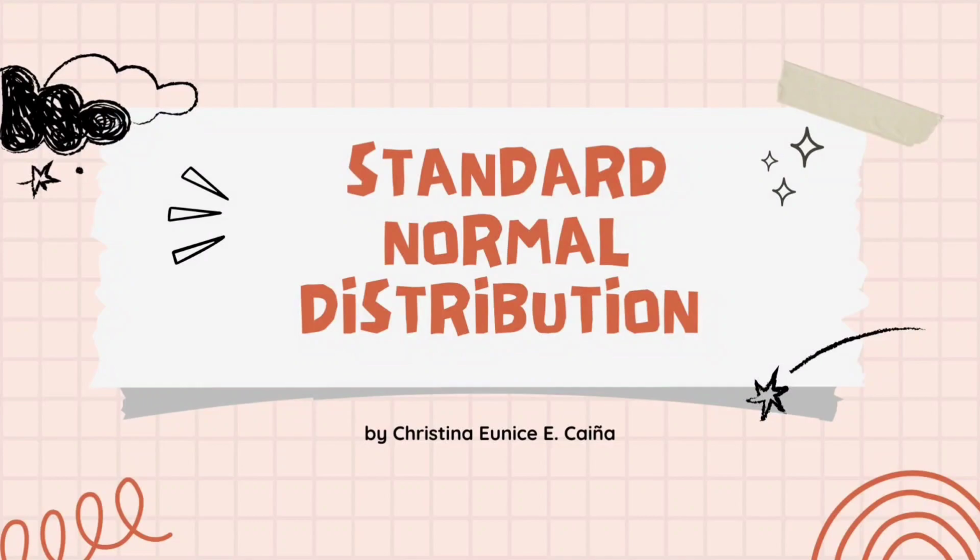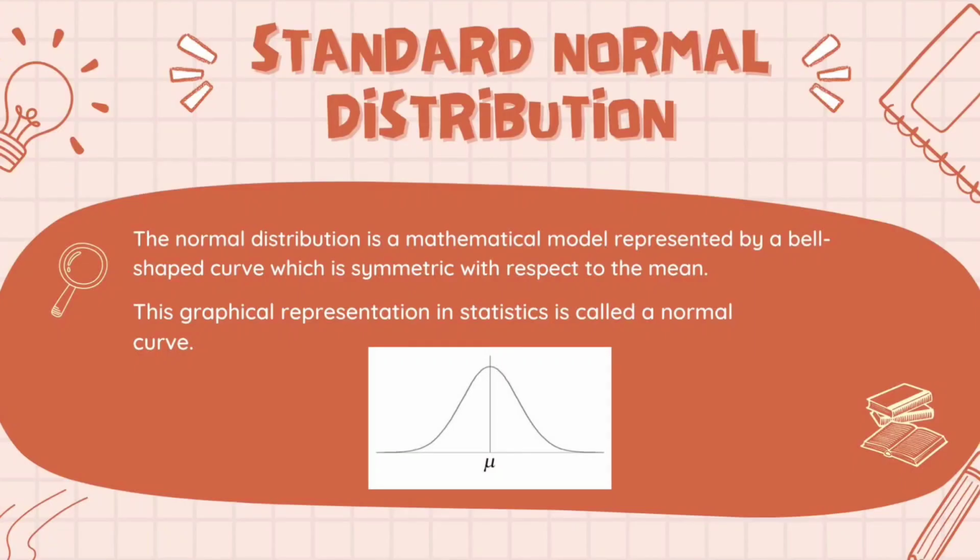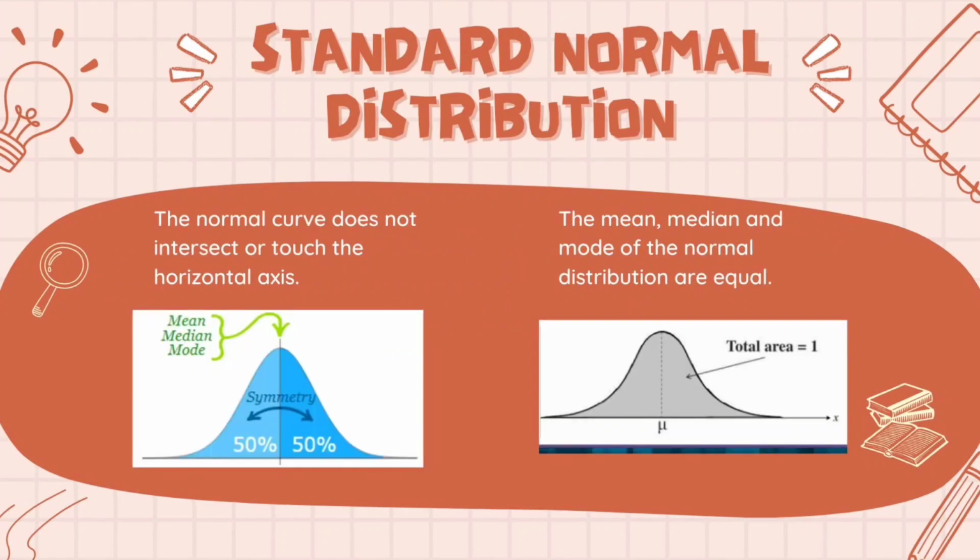Standard normal distribution. The normal distribution is a mathematical model represented by a bell-shaped curve which is symmetric with respect to the mean. The graphical representation in statistics is called a normal curve. Ito ang tinutukoy na bell-shaped curve. The normal curve does not intersect or touch the horizontal axis. Ang buong curve ay nagkakaroon ng dalawang side, kaya tawag siyang symmetry, at ang bawat side ay mayroong 50%.